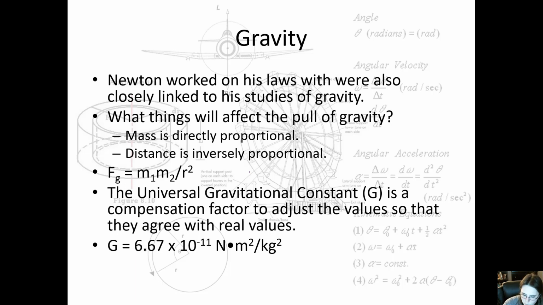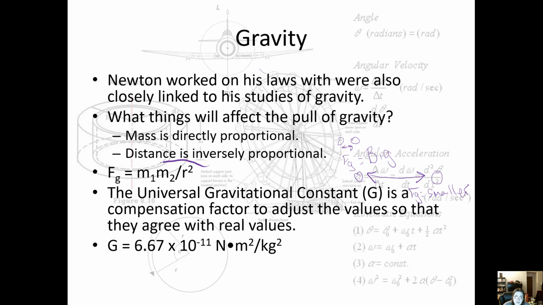That makes sense. If you have two planets close together, then their force due to gravity, F little g, is going to be very big, compared to if you have two planets that are very far apart, then the force due to gravity will be smaller. Okay, so that just means that it's inversely proportional.